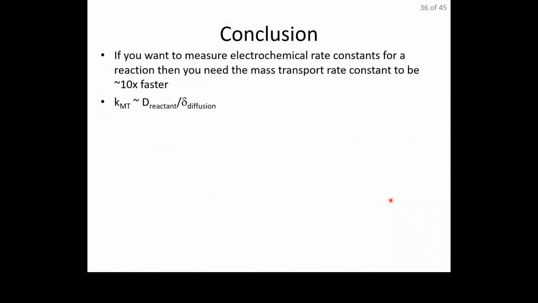So really short conclusion, because I've run out of time. If you want to measure electrochemical rate constants, you need to make sure that your mass transport rates are at least 10 times faster. And the mass transport rate is dependent upon the diffusion coefficient of your reactant, which typically you're not going to have much control over, divided by the diffusion distance that species is diffusing over. And this is something that we can actually control by different sorts of experimental configurations. And with that, I'm going to finish.